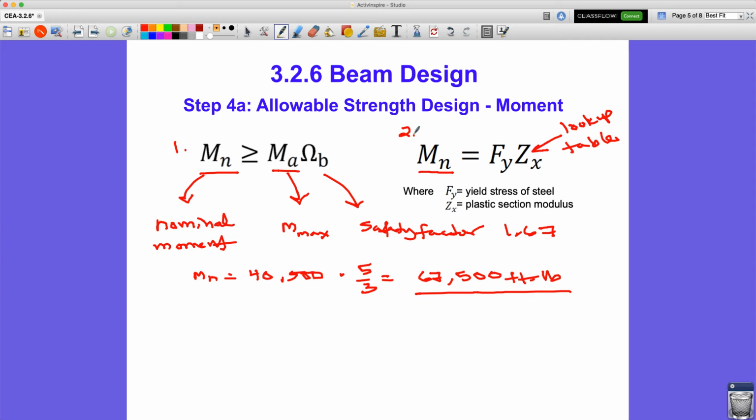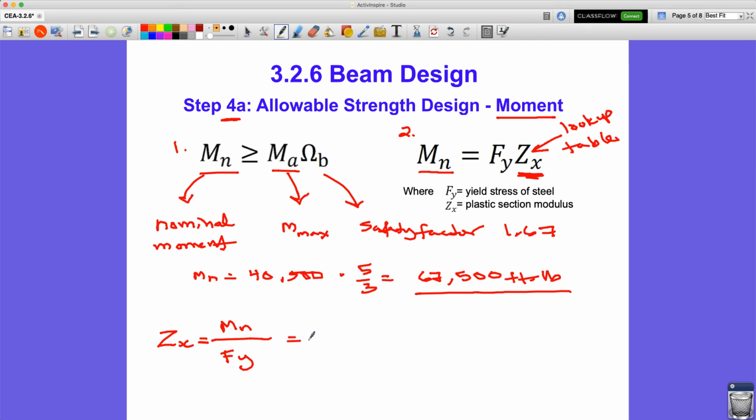Now, step 2 in this, 4A, we're going to have to do allowable strength design for shear as well. That's why I called this 4A. This is just for the bending moment, because shear and bending are two very different types of forces, so we have to make sure our beam is going to be able to withstand both of those. Now we have to rearrange equation number 2 on the right, because what we are looking for is Z sub X, the plastic section modulus. I'm just going to rearrange that here.